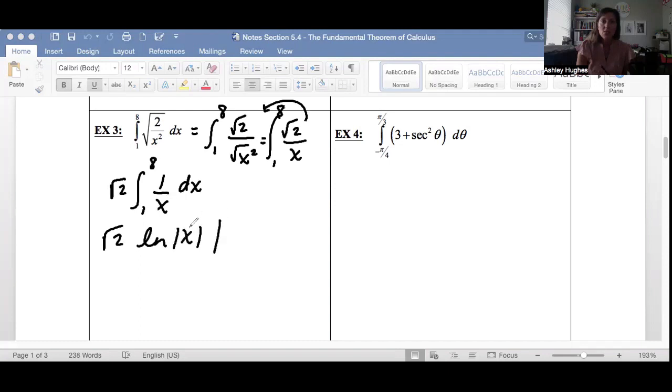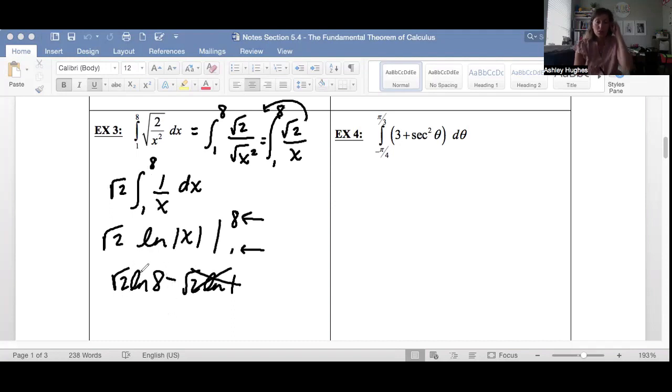So I took the integral, so then the integrand goes away. You put this bar here, and you remember f of b, the top one, minus f of a. So root 2 natural log of 8 minus root 2 natural log of 1. The natural log of 1 is 0. So this is your answer, root 2 log 8.